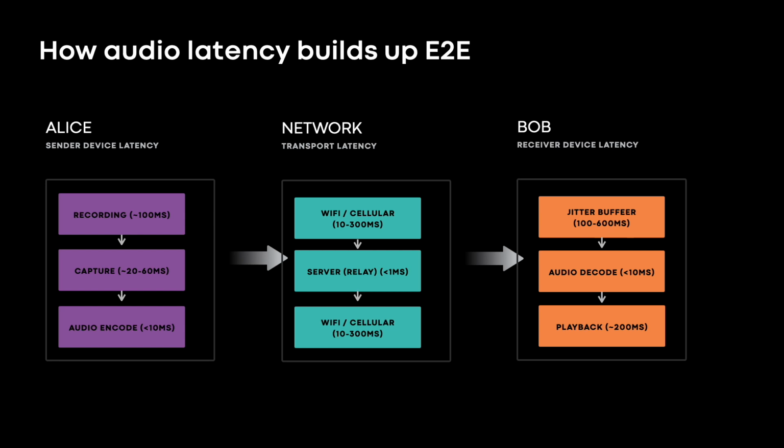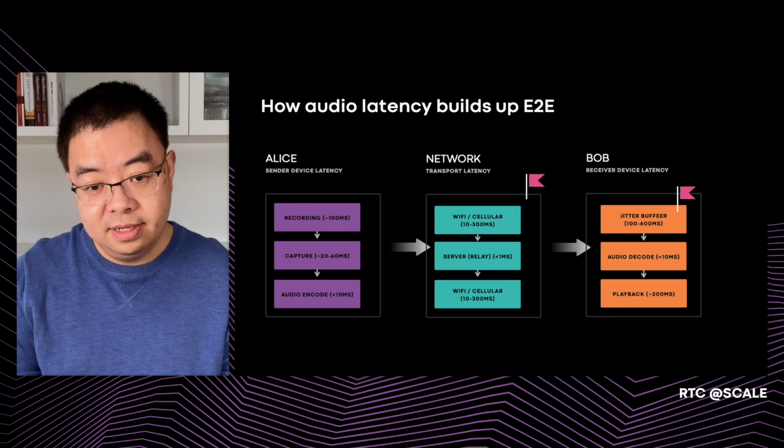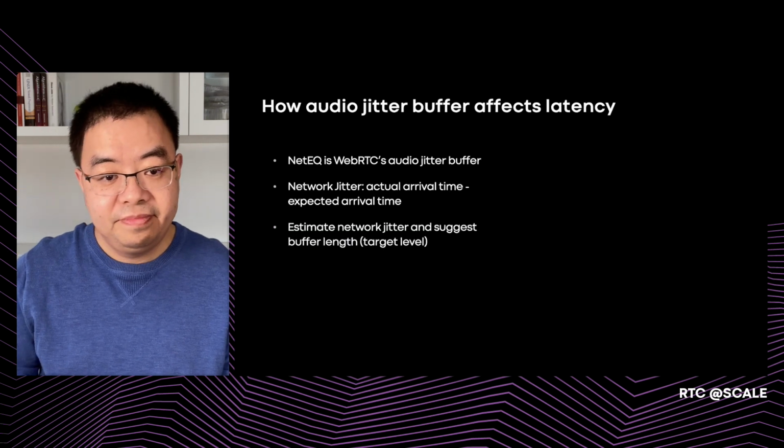There are 2 major components related to networking which can affect audio end-to-end latency. The first one is transport. We can see transport can contribute a significant amount of delay to the end-to-end latency. Therefore, it's very important for us to build a low latency transport. The next major component is the audio jitter buffer on Bob's device. From this typical latency, we can see the audio jitter buffer is a major contributor to long end-to-end delay. In the rest of my talk, I'm going to talk about how the audio jitter buffer affects the end-to-end audio latency.